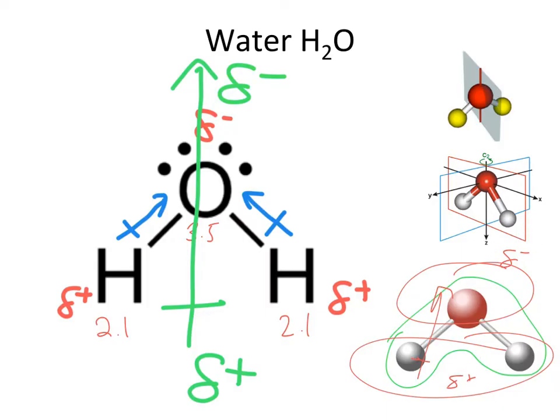So is this a polar molecule? Yes, it is. Water is polar. It's not symmetrical, it has polar bonds, and it has lone pairs on the central atom. It is a polar molecule.